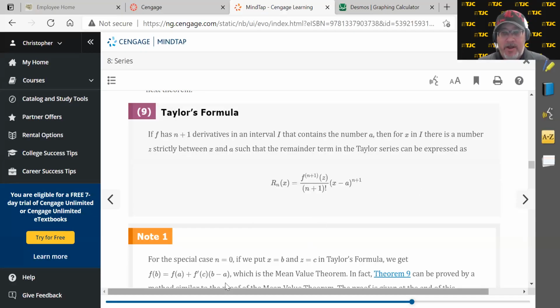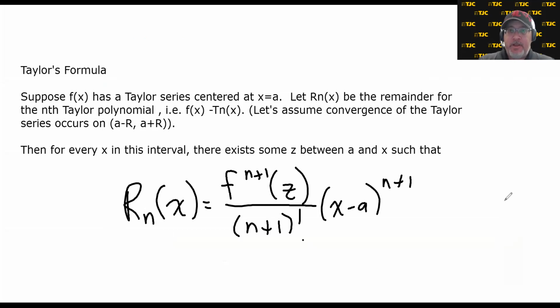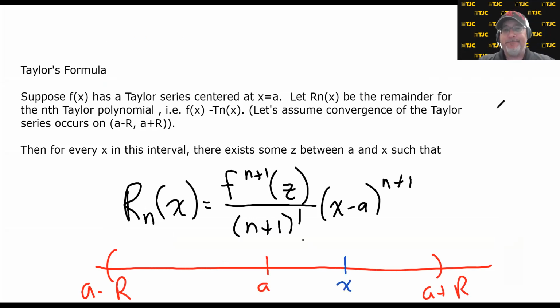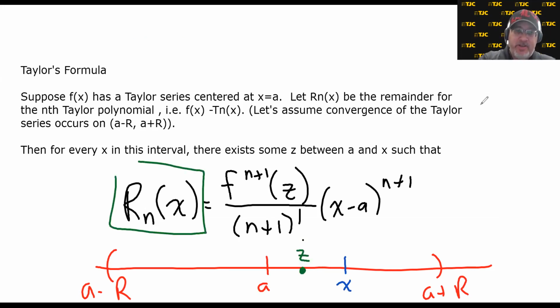Yes. All right. So what the heck does all this mean in this really long video? This means that if you have your number line, so let's draw a number line, and you're centered at a, and let's say over here is a minus r and a plus r. All this is saying is that if you pick any number x in there, then somewhere there is a z between a and x, so that our remainder is equal to this.